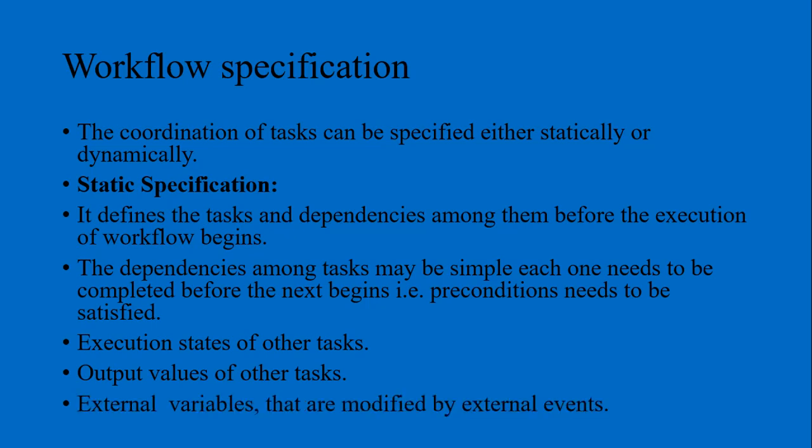Third one is external variables modified by external events. That is, task Ti cannot be started before a specified time. For example, in the railway reservation system, Tatkal reservation booking in IRCTC starts only at its scheduled time, that is 10 a.m. every morning, neither before it nor later.